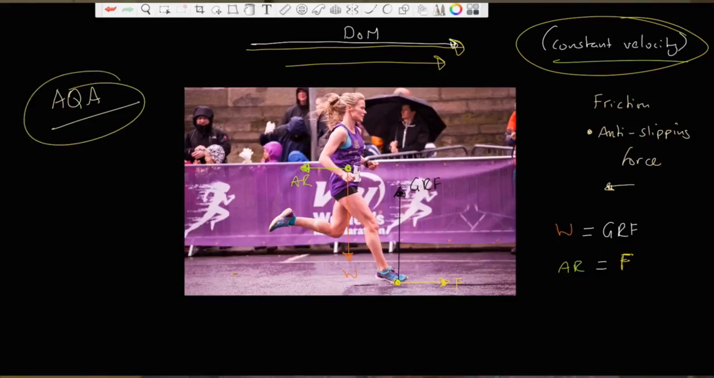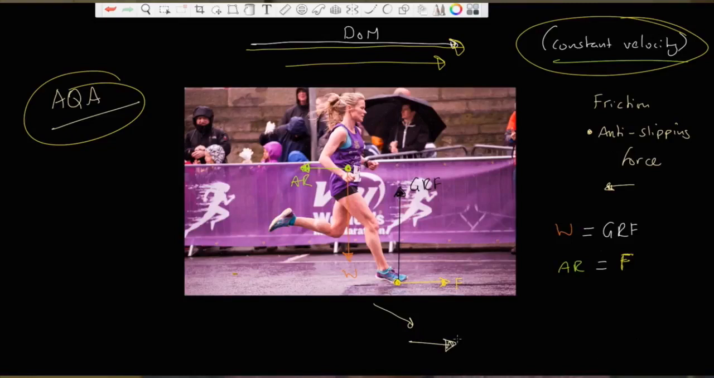Now, you AQA dudes out there, just one thing I want to state here: when this performer's foot first hits the ground, so this is during the foot strike specifically, not in the drive phase, which is what we just looked at, you could make an argument that her foot could potentially slip in that direction.